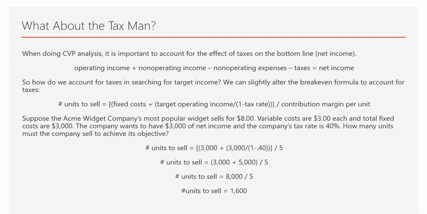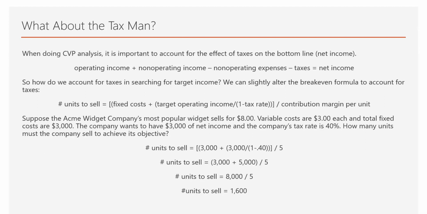And what does that get me? That gets me $5,000. Add to that my fixed cost, rather, of $3,000. And now I have a total of $8,000. Divide that by my contribution margin per unit of $5. And I need to sell 1,600 units.